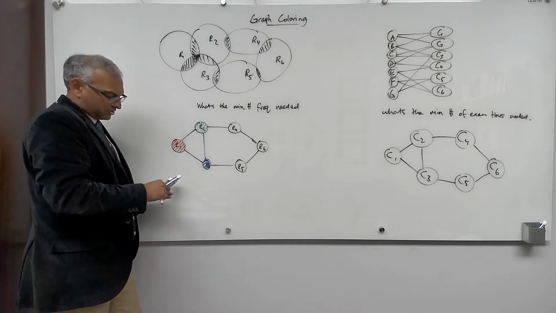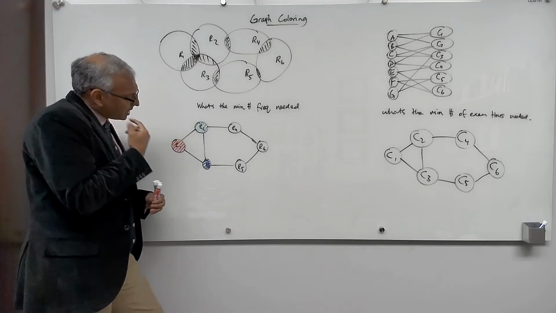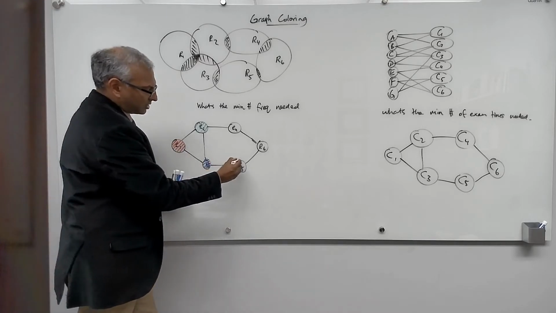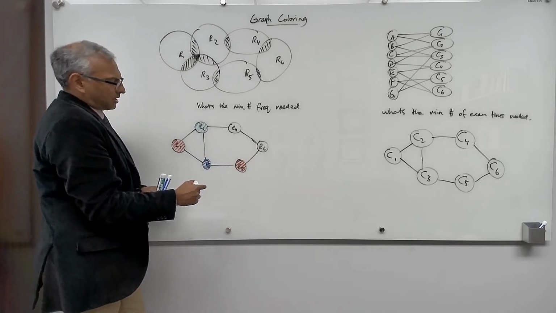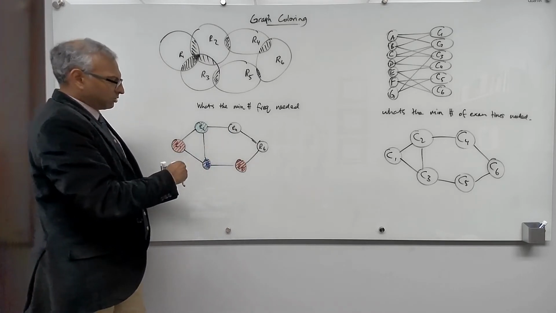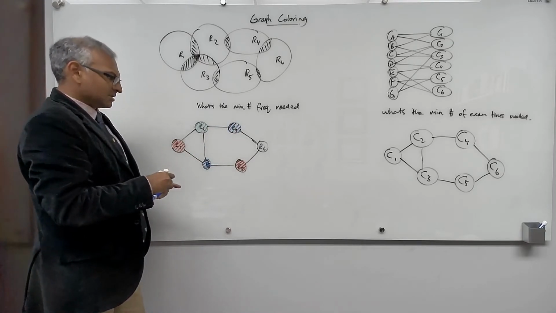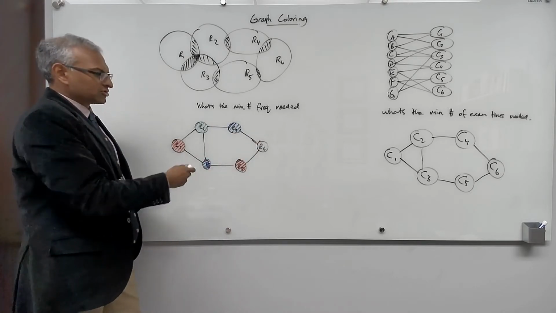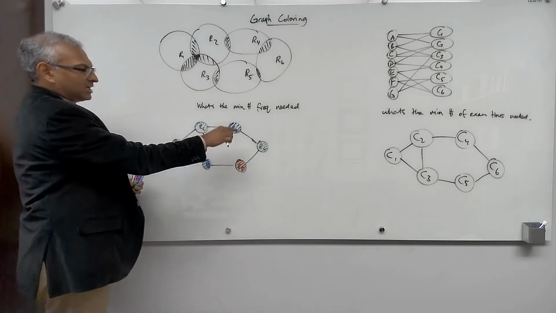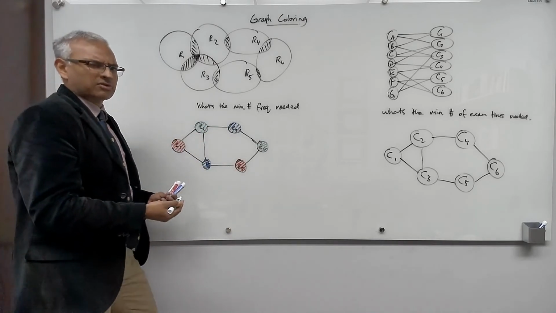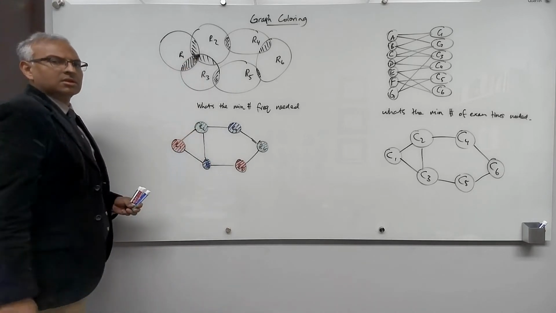Now since I'm trying to minimize the number of radio frequencies, I can reuse my red frequency here. That means I cannot use red here. And I cannot use green here, so I can reuse my blue here. And that means that if I don't want to start a new frequency, I'm going to have to use green here. So I can get away with 3 frequencies, and I cannot get away with fewer than 3 frequencies because all these guys interfere with each other, and so they need 3 frequencies.